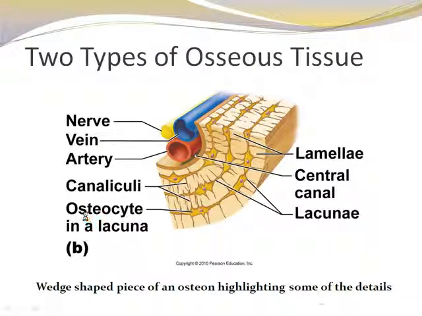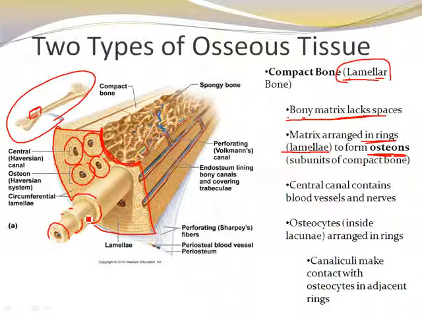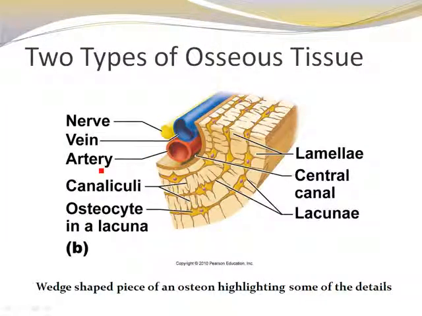Yeah, let's zoom in on this next slide. What I'm going to do is show you some of the features of an osteon by zooming in on a little wedge-shaped piece of just one of these subunits. Okay, and that's what we see here. We're looking at just one little wedge-shaped piece of an osteon.